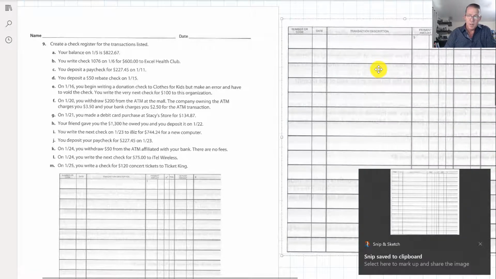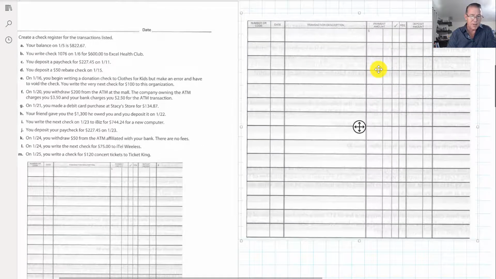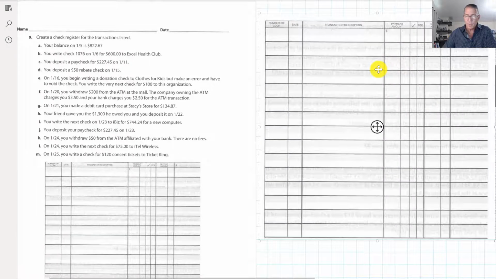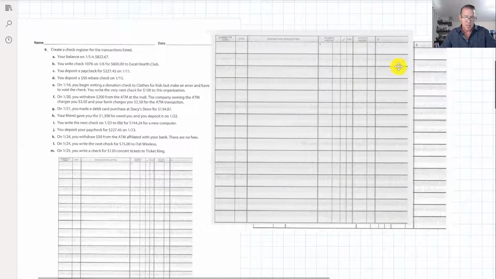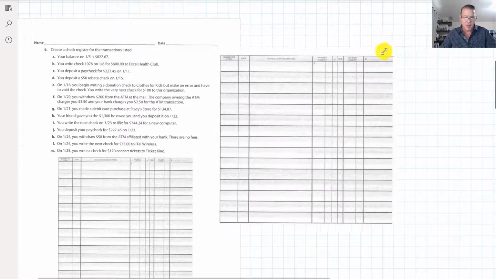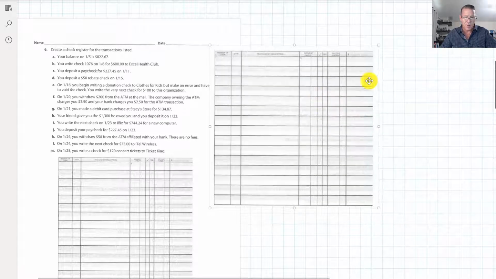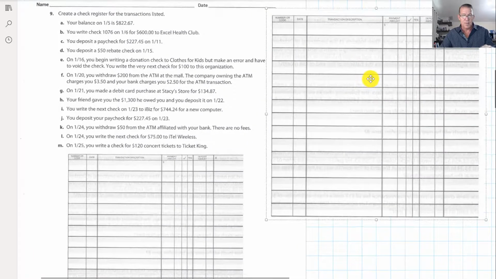There we go. Okay, so let's work on this one here together, and just give you a little bit more experience on checking accounts, and then you can try number 10 and the rest on your own. Okay, so I think you guys can see that now.